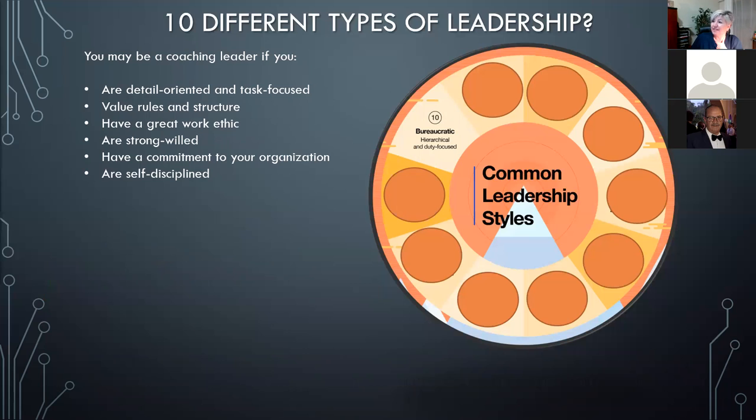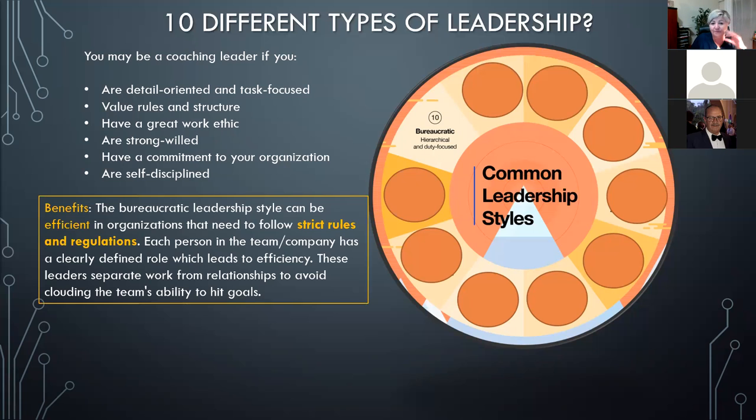So you may be a bureaucratic leader if you are detail-oriented and task-focused, okay? Value rules and structure, have a great work ethic, are strong-willed, have a commitment to your organization, and are self-disciplined. So alongside with servant leadership, I see Michelle Rogers sitting in this one as well. Okay, bureaucratic leaders are similar to autocratic, except they are team-focused, and they follow the rules and procedures precisely, okay, which is interesting. So they're not exactly the same, okay?